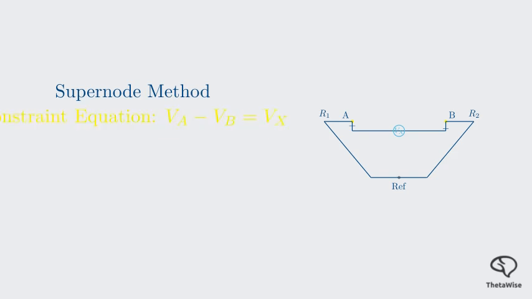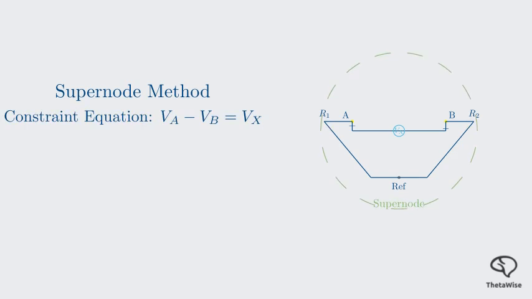Now you have a system of two equations, a KCL equation for the supernode and a constraint equation from the voltage source. You can solve these for the unknown node voltages. The supernode method cleverly handles the voltage source by treating it as a constraint, making the circuit solvable with standard KCL. So which method should you use, mesh or nodal?